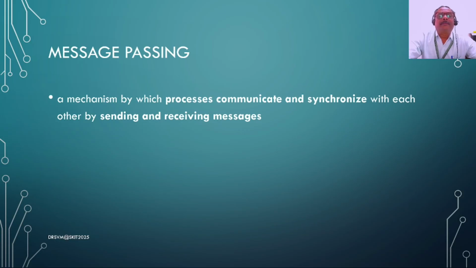Message passing is a mechanism by which processes communicate and synchronize with each other by sending and receiving messages. So they send messages and receive messages, and by this the processes communicate among each other and even synchronize. So when do we use this? When the processes do not share memory. Message passing is used when we don't want to share the memory. We want to keep the two processes isolated, and we use this special mechanism called message passing.